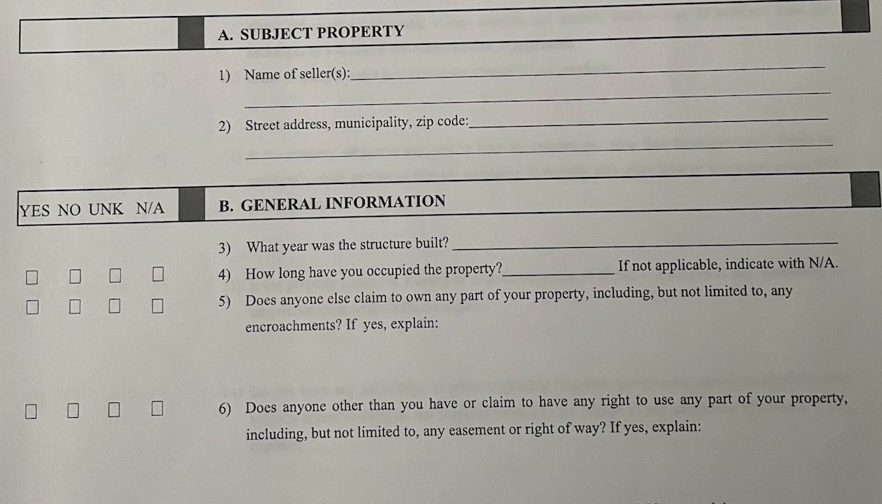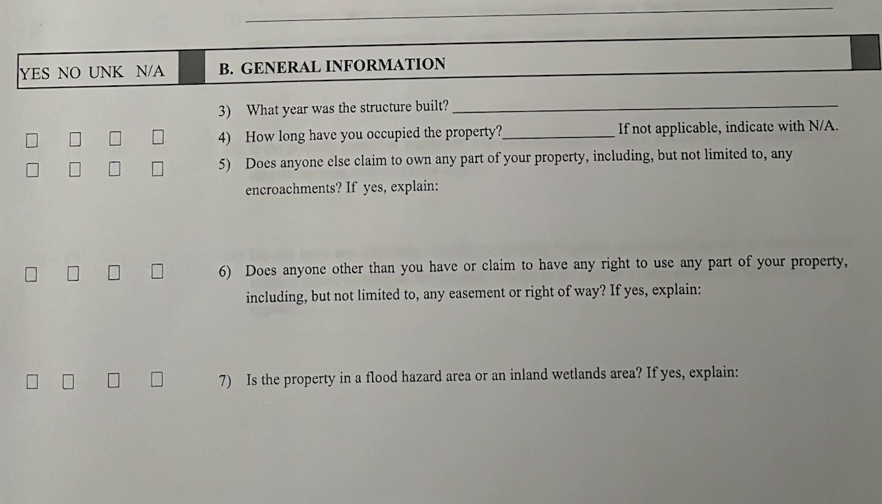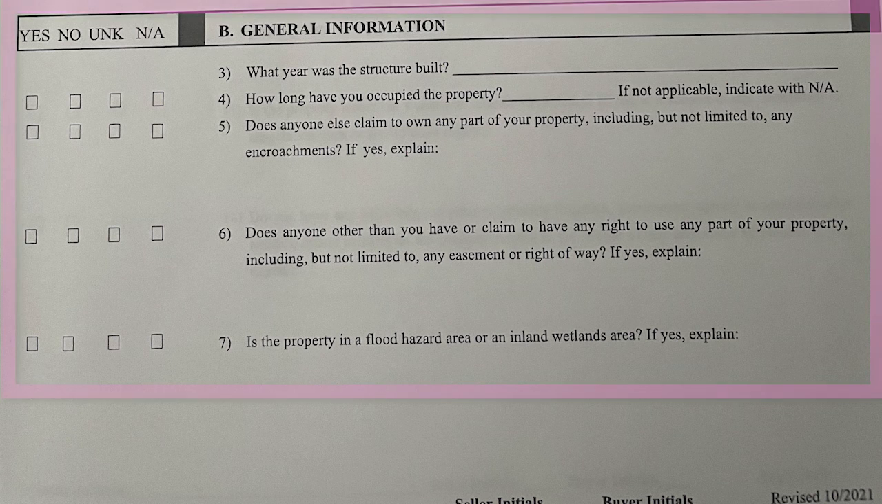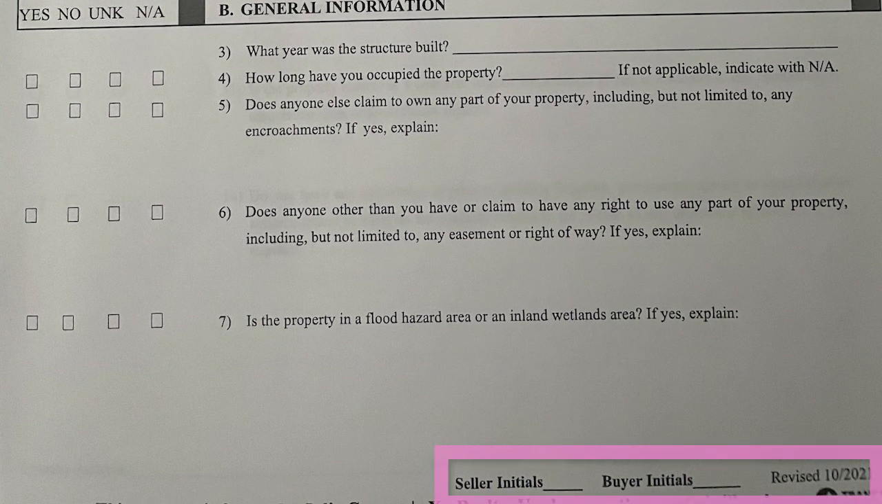The sellers have to make sure that as they fill out these questions, and on the first page there are questions like, what was the year the structure was built? How long have you occupied the property? They're going to initial each page, so the owners of the house must put their initials side by side. When the buyers go to put in an offer, they're going to be putting their initials under buyers on the bottom of each page, as well as signing the last page.